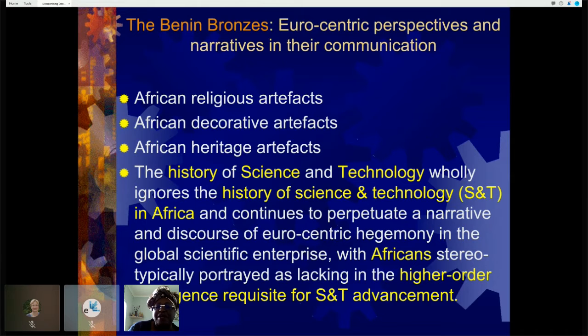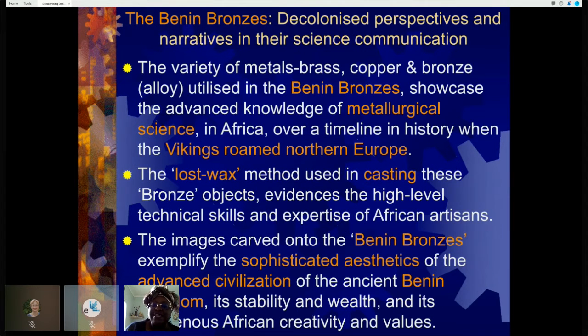and continues to perpetuate a narrative of Africans as stereotypically portrayed as lacking in the higher order intelligence requisite for science and technology advancement. We see this regularly in science, race, and intelligence research that props up from time to time. But how could we turn this around in decolonized perspectives and narratives?